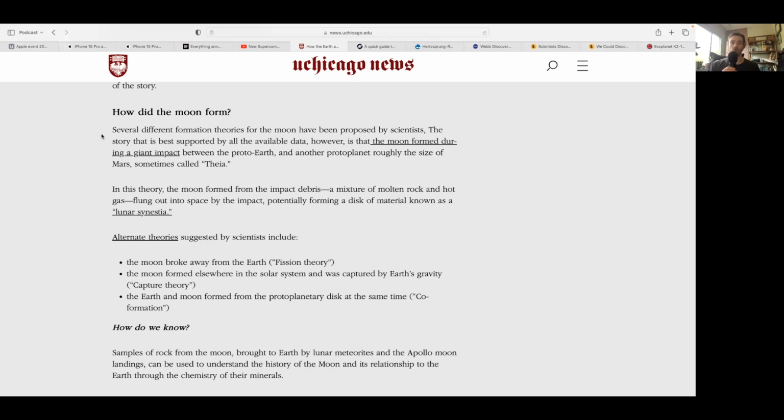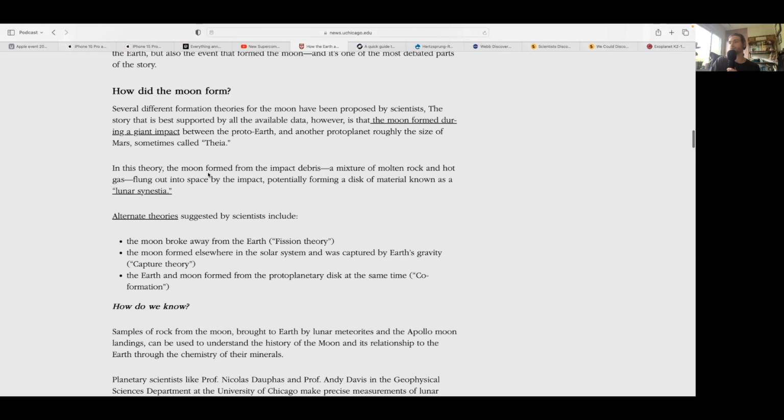Earth and ultimately crashed. And like we saw in that video, in that computer simulation, it did not just hit one time and then go, it continued to orbit around and continue to break off more and more and more. And then ultimately the Earth kind of got what it got. And then the moon was created as a little piece broken off from that in the orbit around our planet. In this theory, the moon formed from the impact debris, a mixture of molten rock and hot gas flung out into space by the impact, potentially forming a disk of material known as a lunar synestia.